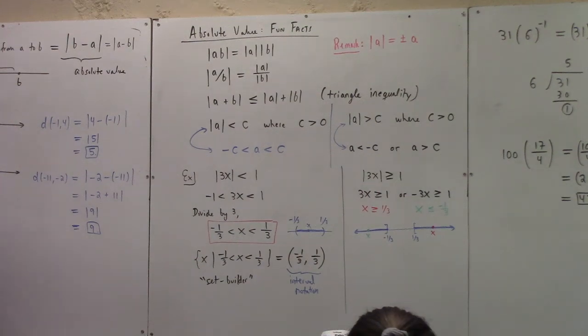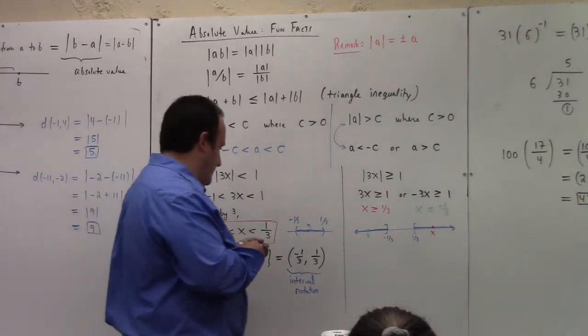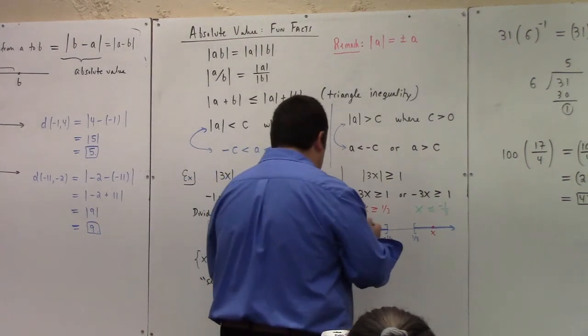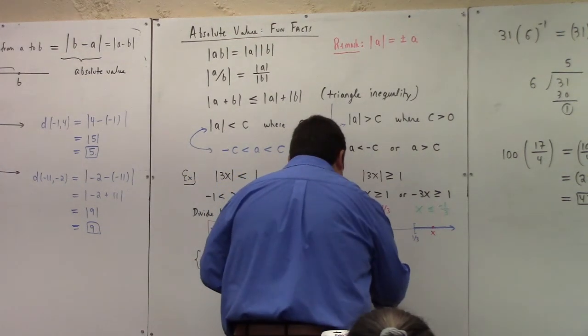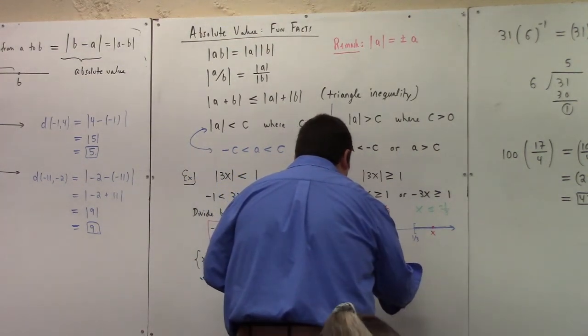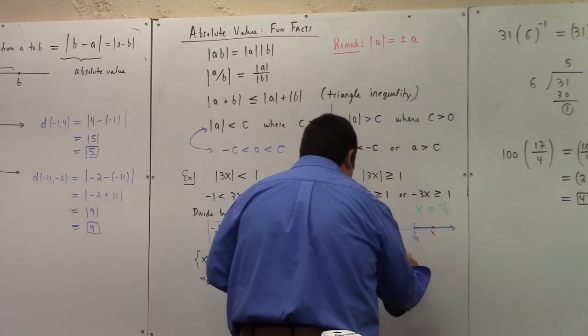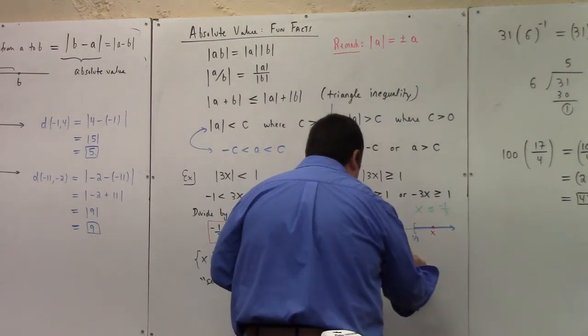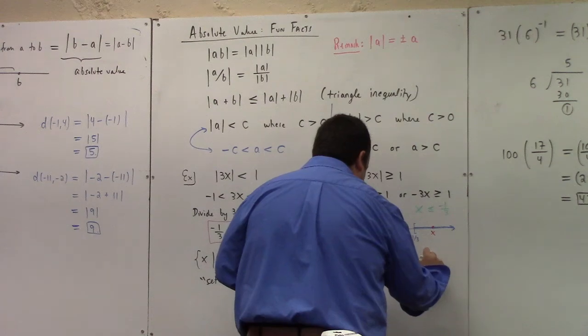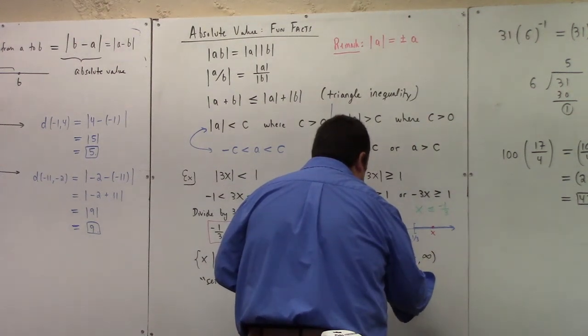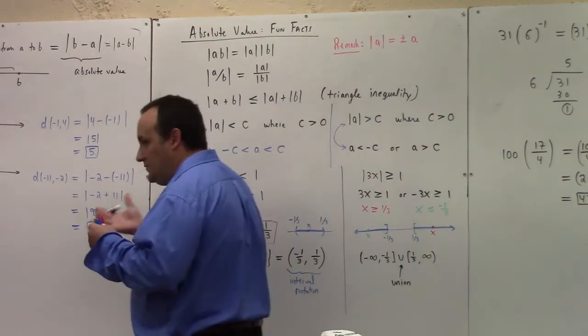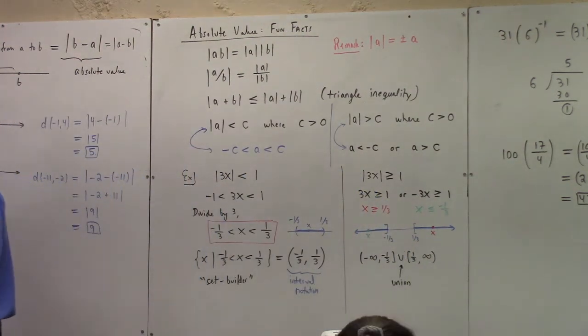And so in interval notation, the solution is minus infinity to minus 1/3 included, union with 1/3 to infinity. This is the so-called union, which is what we use to glue two sets together. Right?